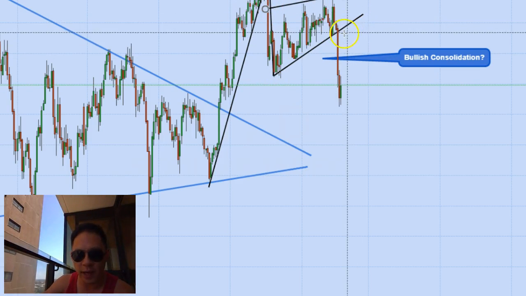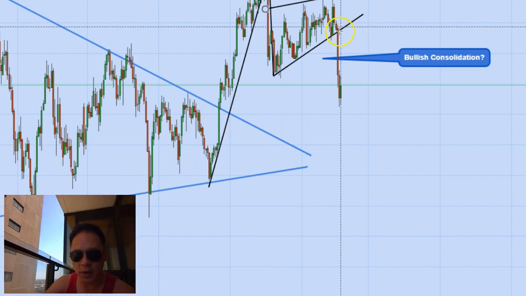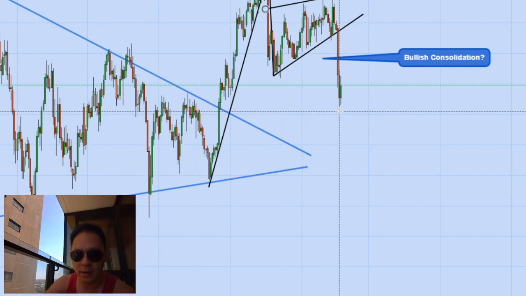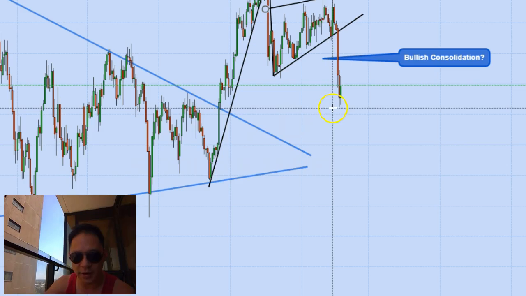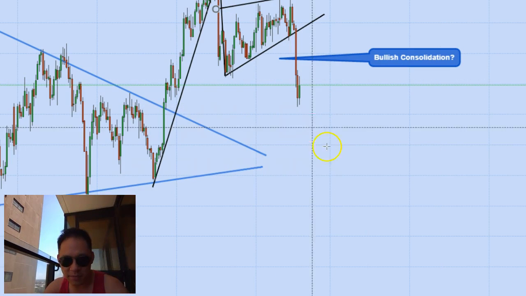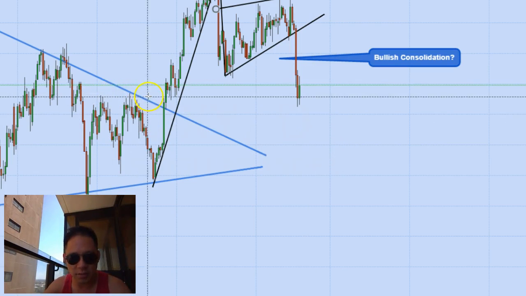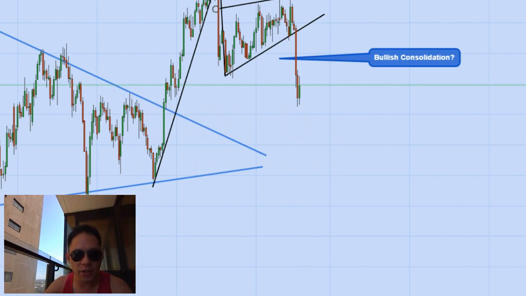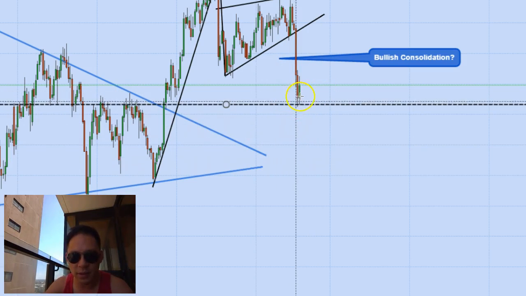So we got that. We got the break. Price has gone down. Now the question is, what next? I don't know, to be honest. This is kind of one of those things I haven't seen before. But it's right at structure. It's right at a structure level. So what I expect to see is a bounce off this level here.